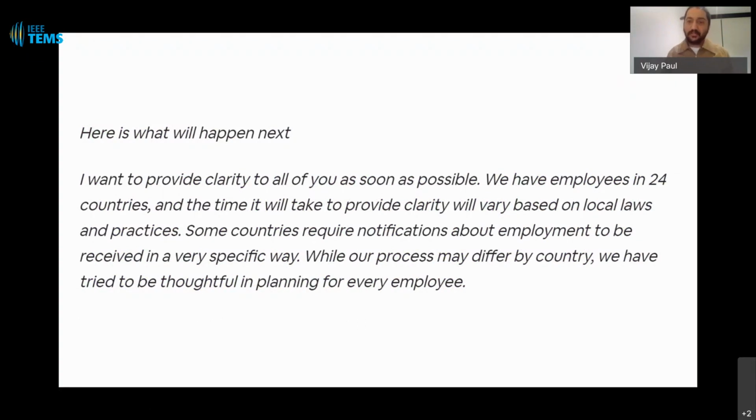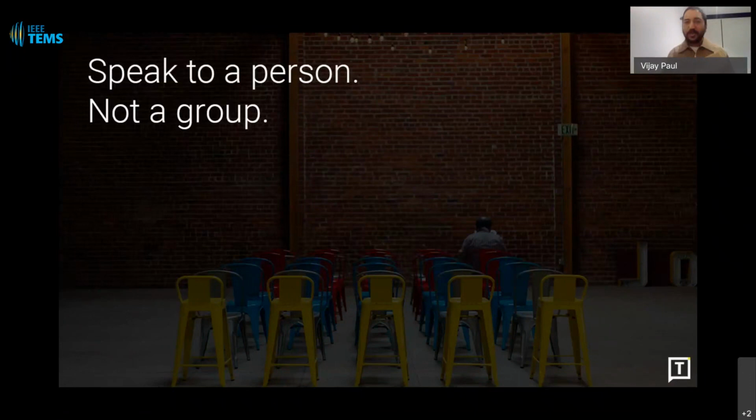And this is another example from Brian from Airbnb. This is a part of his speech, somewhere midway through. Look at that. What is written here is what will happen next. I want to provide clarity to all of you as soon as possible. So he even goes on record and says that I want to provide you clarity. That's what both of them are doing as leaders. They know that people need clarity. One person is saying, I know you need clarity, so this is what I'm telling you. The other person does not use the word clarity, but makes sure that the way she provides the information is pretty clear. And this, I think I already mentioned: speak to a person, not a group.